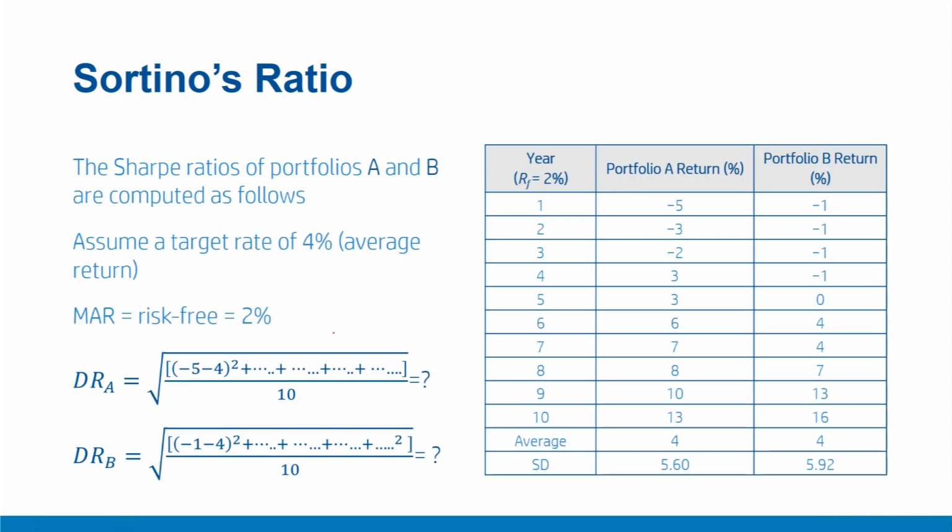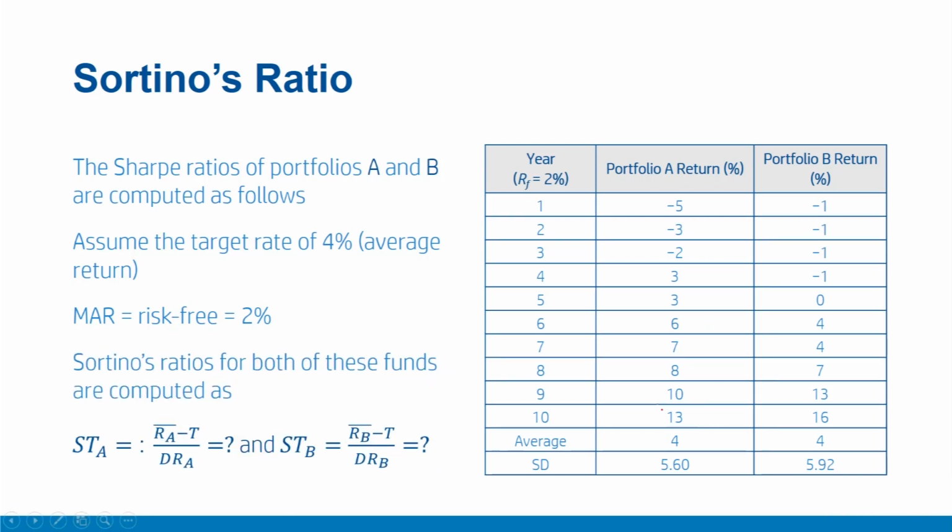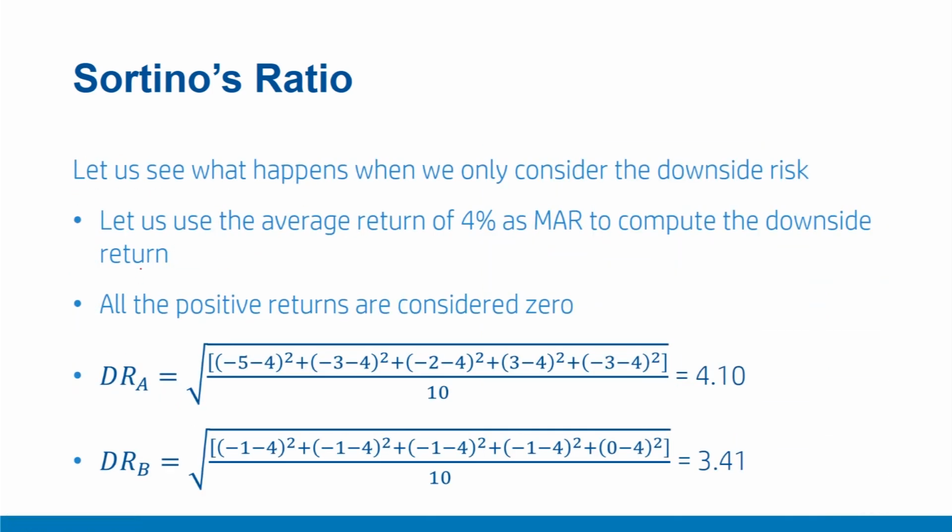So here the target rate is 2%, MAR is 4%, and wherever the portfolio returns are positive, we are considering those instances as 0. So our downside measures of risk can be easily computed with this formula. Notice that we are only considering negative returns here for computation of downside risk. We are considering all positive returns as 0, and only negative returns are considered, and based on that the computation becomes simple.